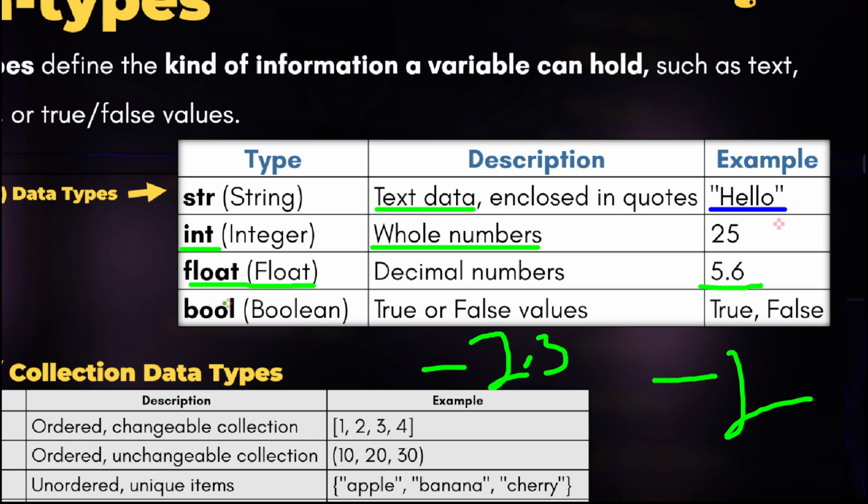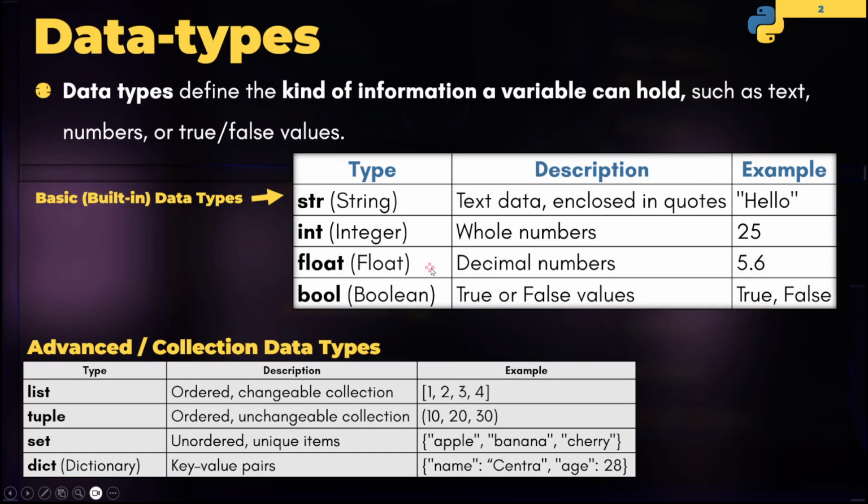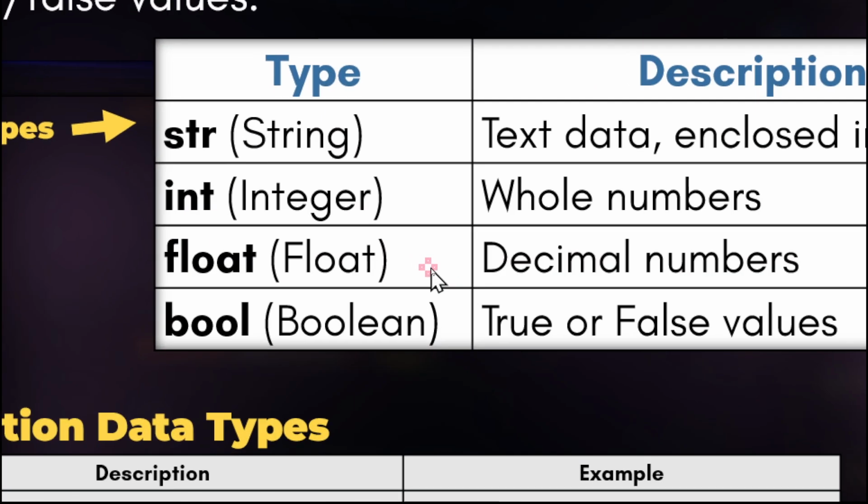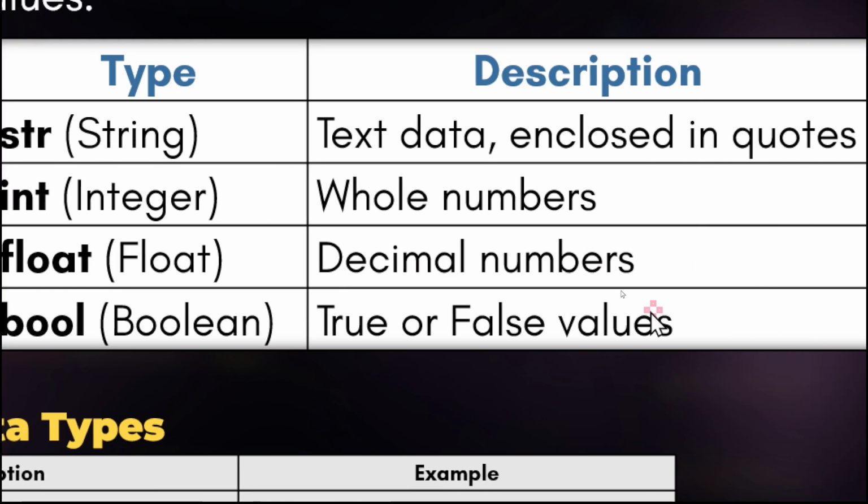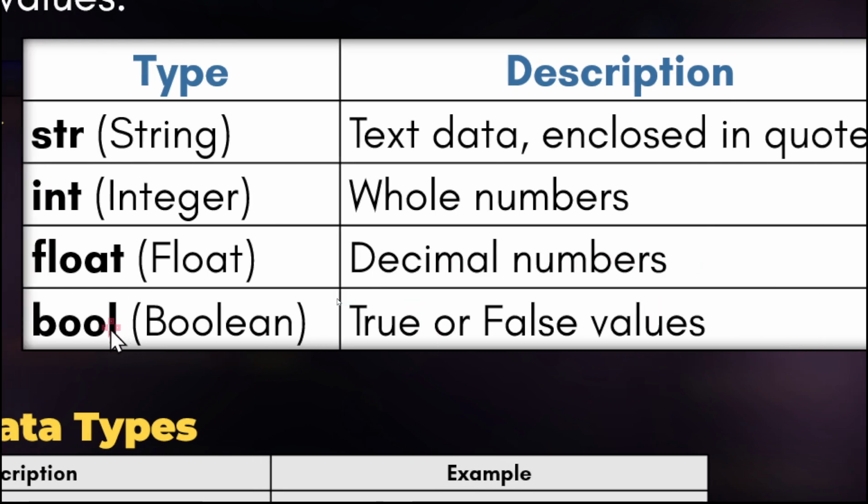And then we have the last one, which is simply a boolean. A boolean is one of two values. A boolean can either be a true value or false. And say you are watching this video right now, that is true. If you are not, then that will be set to false.